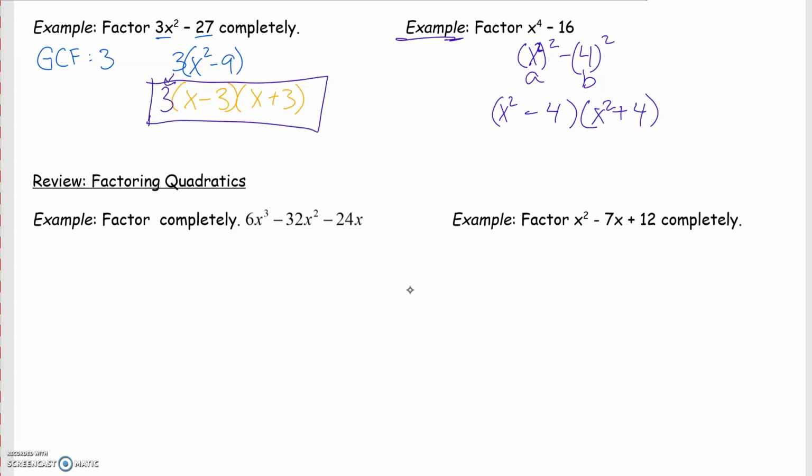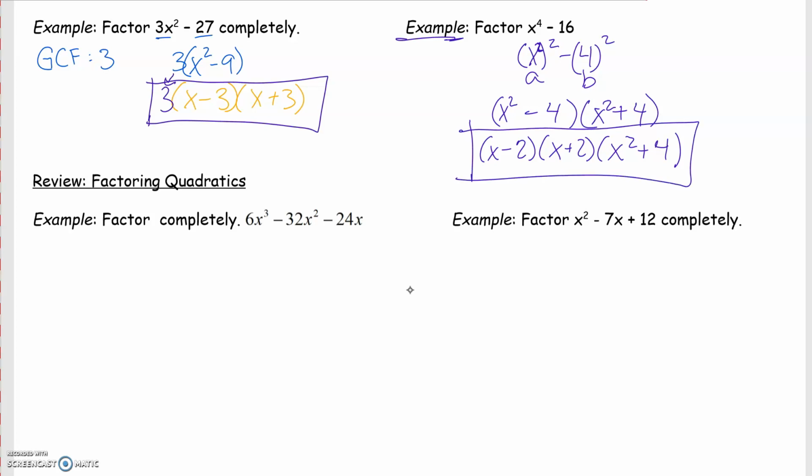So we can go ahead and start off. This would just be x minus 2 because 2 squared is 4, and x plus 2. And then we're going to multiply that by our remainder binomial here, x squared plus 4. Nothing else can be factored out, so we are complete with that.